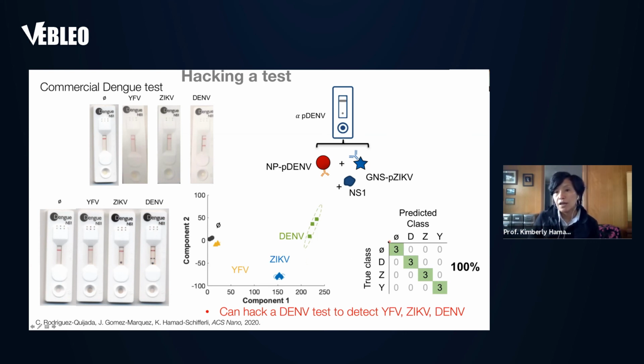Okay, and if we use machine learning, we can see that we get 100% accuracy when we train the system. So this means you can hack a commercial off-the-shelf dengue test to be able to pick up yellow fever simply by adding more Zika and dengue antibodies. Okay, so you don't need yellow fever antibodies. I do want to mention also that in this test, we don't know what these antibodies are. We just know that they bind to dengue, and not yellow fever and Zika.